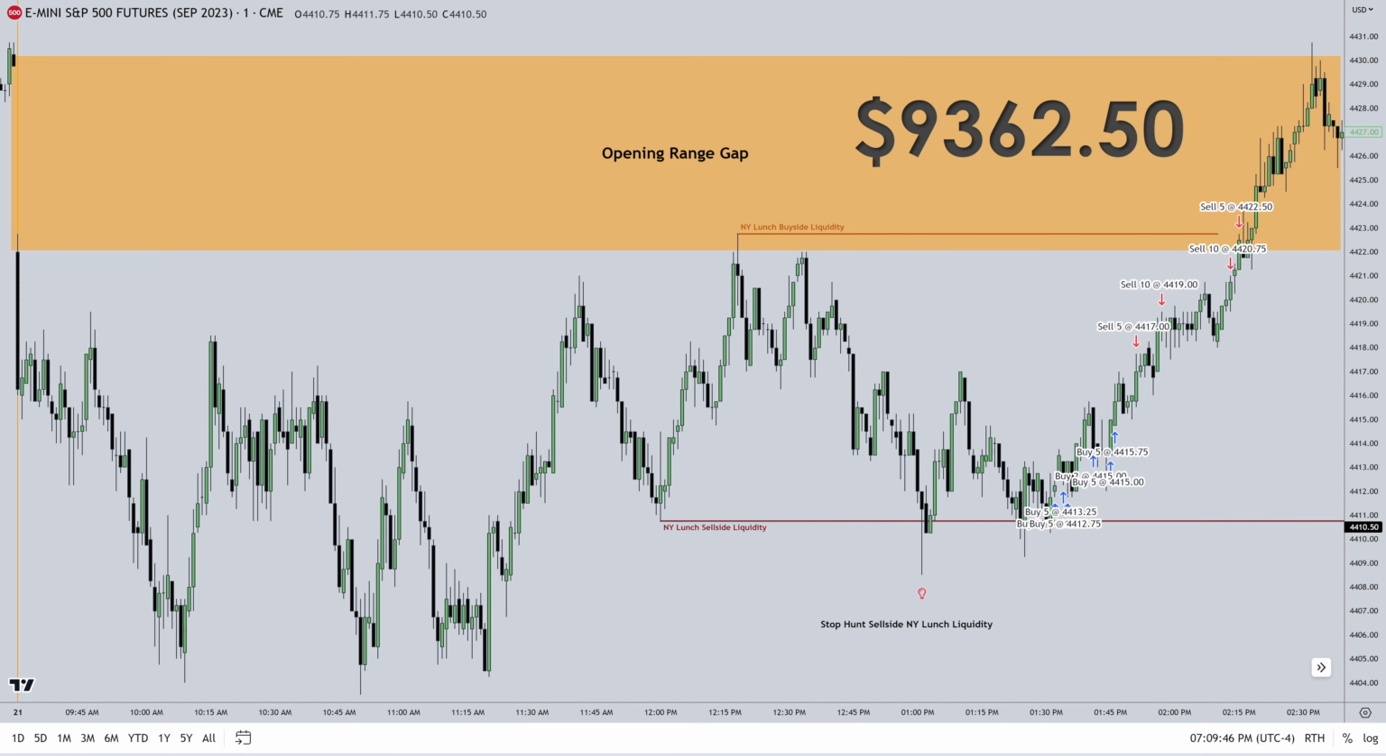$42.22.5. That's this high in here. I could have very easily had a runner run up in here and try to get one tick below the high of the opening range gap.